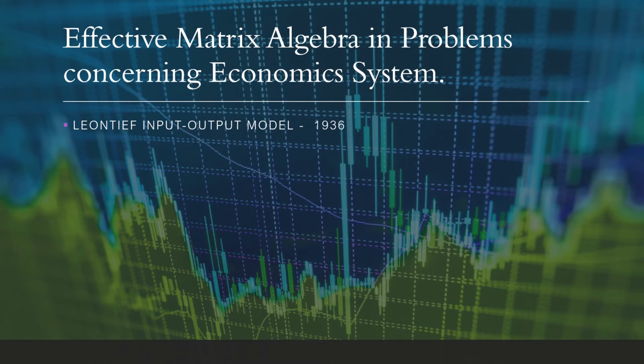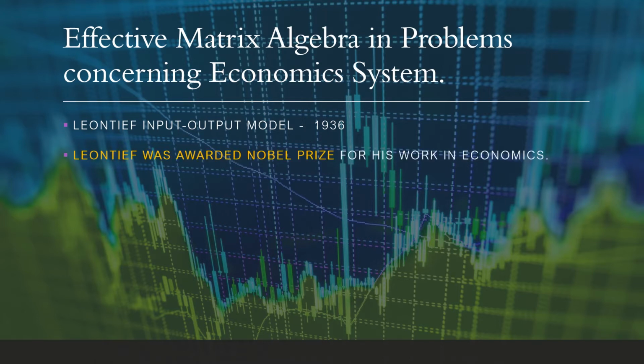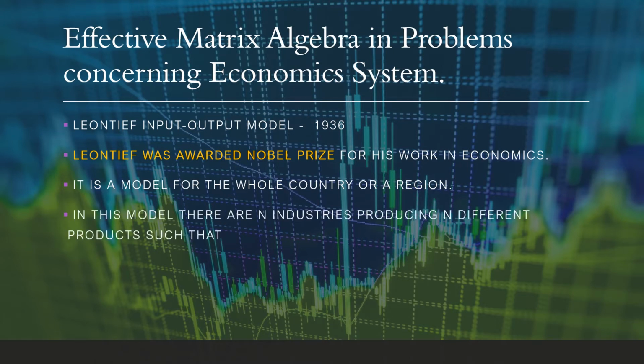The model discussed here is Leontief's input-output model, which he created and published in the year 1936. He was awarded the Nobel Prize for his work in economics. It is a model for the whole country or a region. In this model, there are n industries producing n different products such that the input will be equal to the output, or we can also say the consumption is equal to the production.